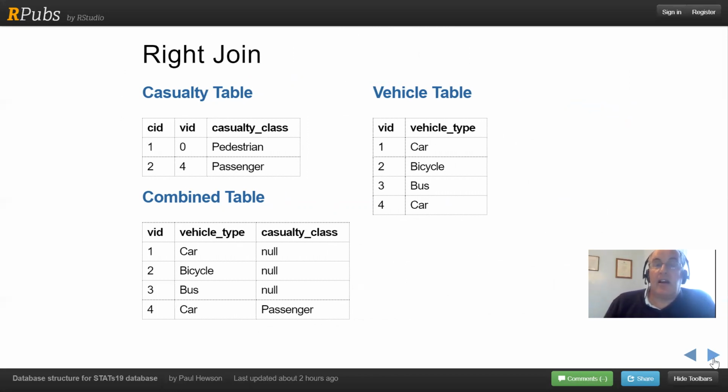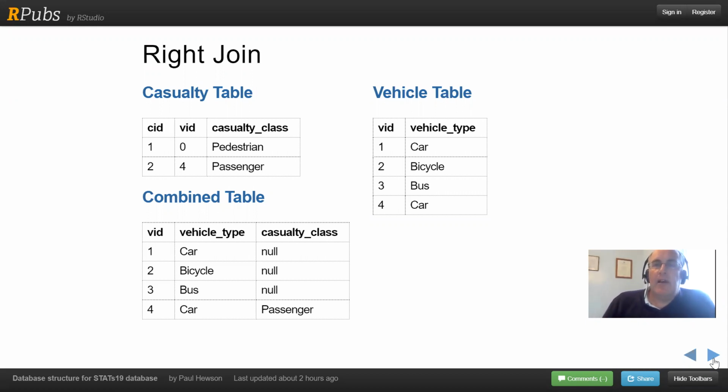So in this case, the car, there were no casualties. Car number 1, there were no casualties. Bicycle number 2, there were no casualties. Bus number 3, there were no casualties. It's only car number 4 that tells me one of the casualties was a passenger. So that's the purpose of a right join.